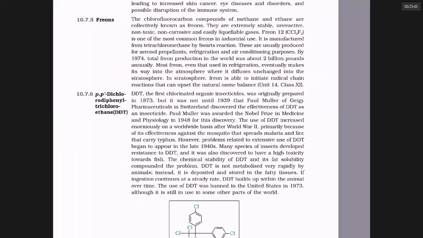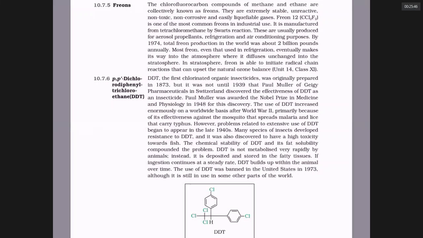What is DDT? DDT is a pesticide and fungicide. Its full form is dichlorodiphenyltrichloroethane. This is not the IUPAC name. The IUPAC name of DDT is 1,1,1-trichloro-2,2-bis(4-chlorophenyl)ethane. Repeat, 1,1,1-trichloro-2,2-bis(4-chlorophenyl)ethane. It is an ethane derivative.